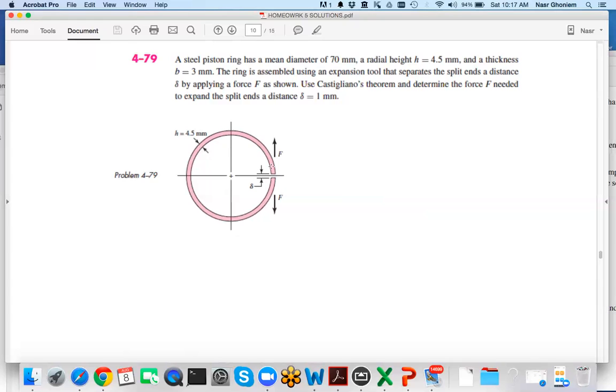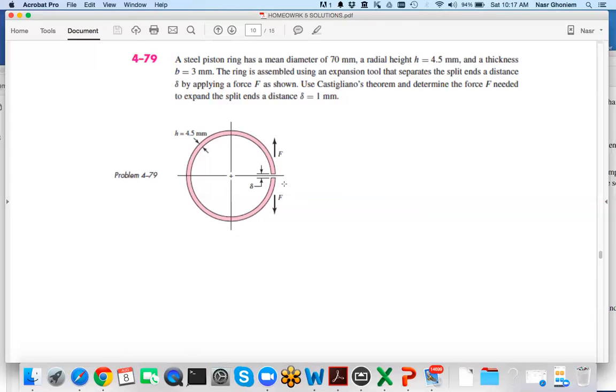We have to note here that if the ring is closed, then it's going to bulge out, so there's going to be a deflection in the x direction as well. To get the deflection in the x direction, we imagine a dummy force, Q, in the x direction, compute everything in terms of this Q, and take the derivative with respect to Q.